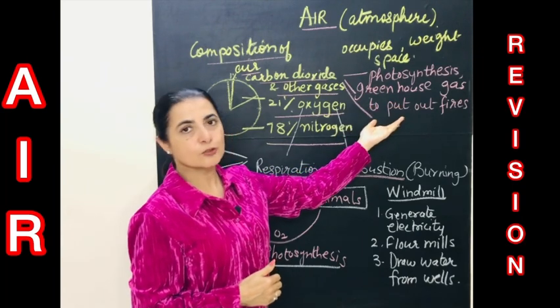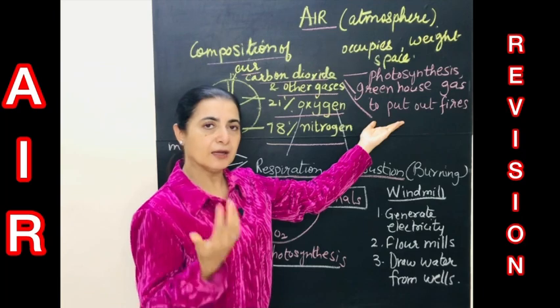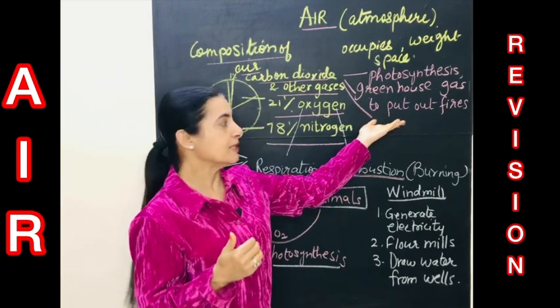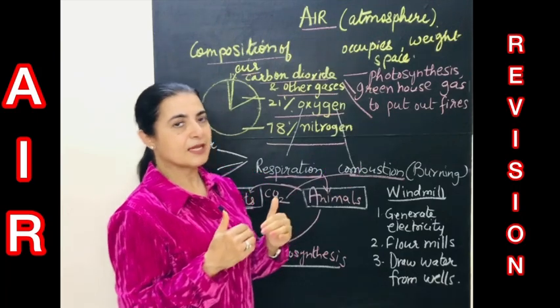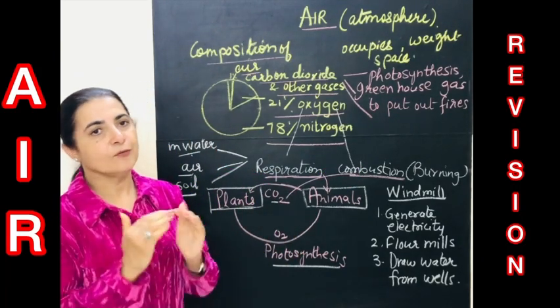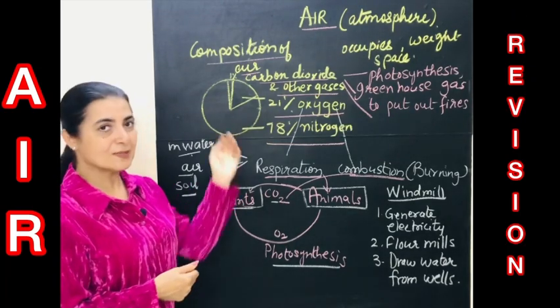It is also used in fire extinguishers to put out fires. अगर कहीं पे आग लग गई है तो you generally use the fire extinguishers which have carbon dioxide in them, and this carbon dioxide cuts off the oxygen supply, जिसके करके कि fire जो है वो बंद हो जाती है.